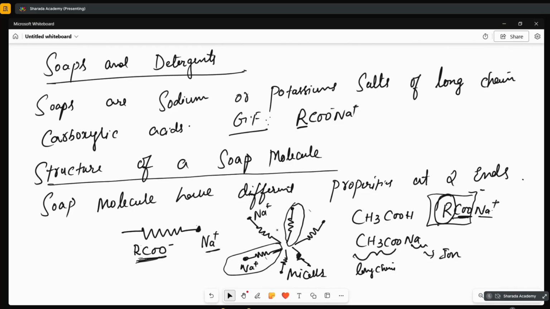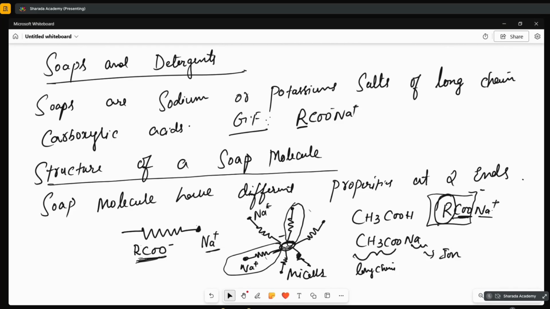These micelles will attract the oil or dirt present in the clothes, so that will be attracted at the center. Since ions are formed, here it is minus, here it is plus. Correct? So they will attract the oil or dirt present in the clothes, and that will be attracted at the center.